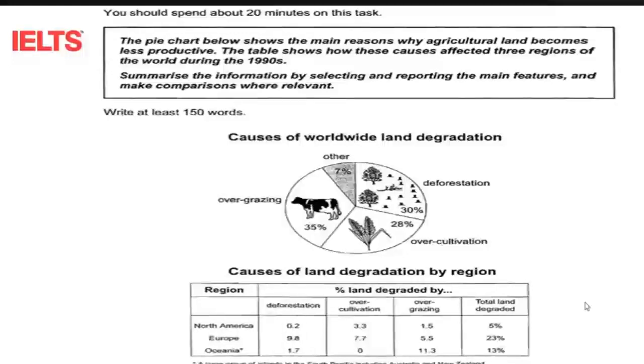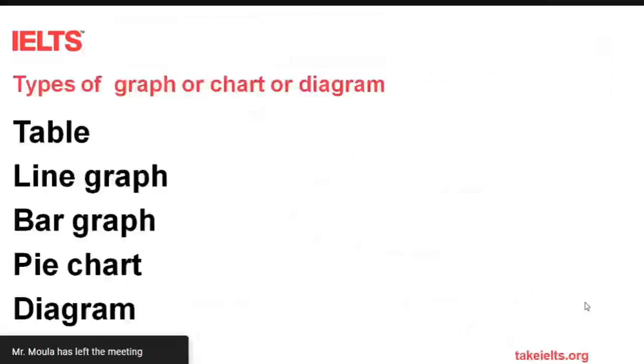Still people are joining. All right, so I am still opening up the task. Here I already talked about the types of possible graphs in the exam: table, line graph, bar graph, pie chart and diagram. The most common ones would be bar, line, table, and pie. Especially bar and line are very common in the exam, as you see. Diagram is rare, but sometimes we see that.